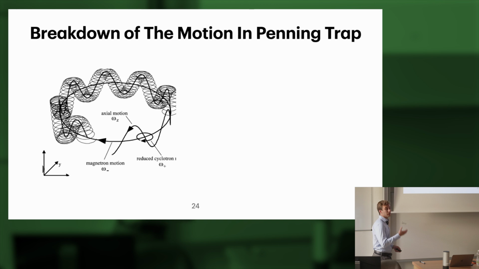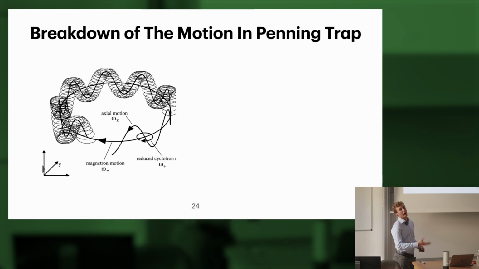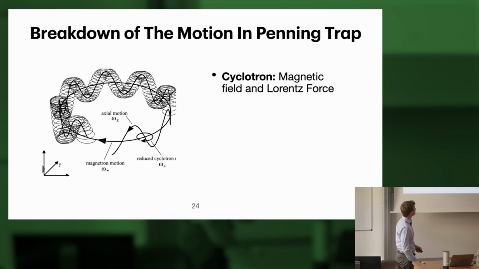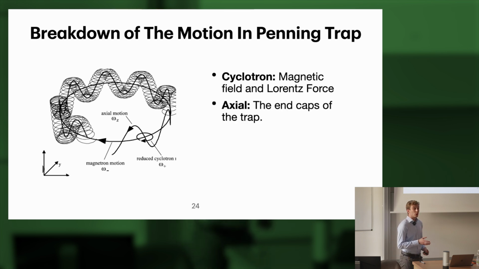Well, let's break down what causes the motions of the Penning trap and how our analogous setup can replicate all of these motions. Well, cyclotron motion is created by the magnetic field and the Lorentz force, and we have a magnetic field in our setup. Check, done. Axial motion is created by the end caps, and we have two black holes which can trap the particles. That means we can also replicate the axial motion.